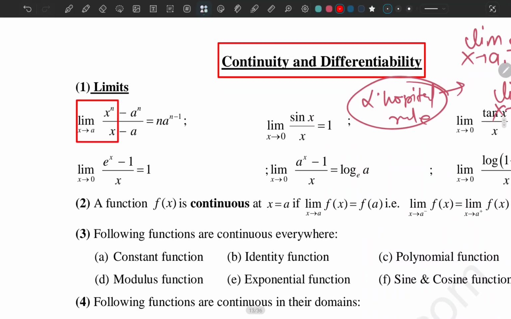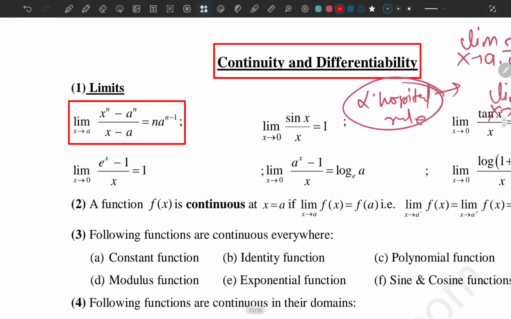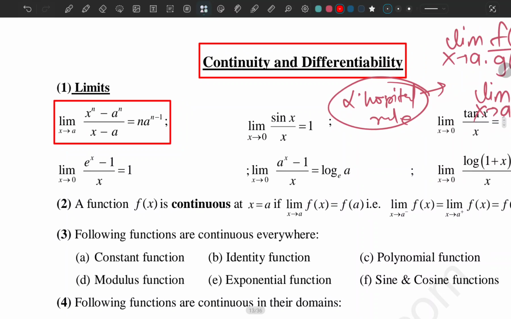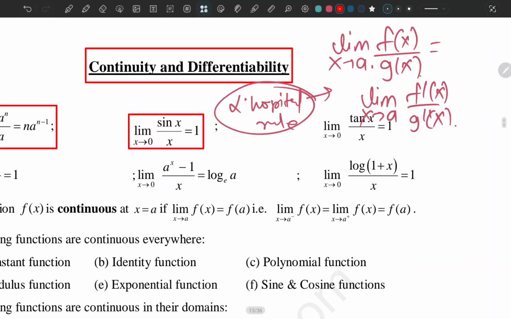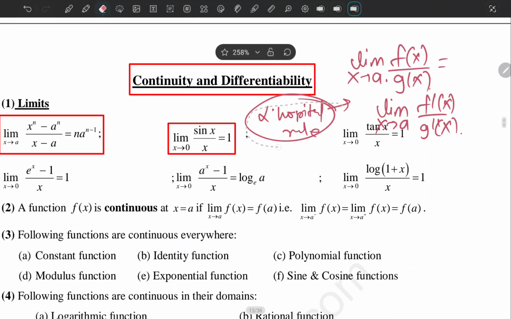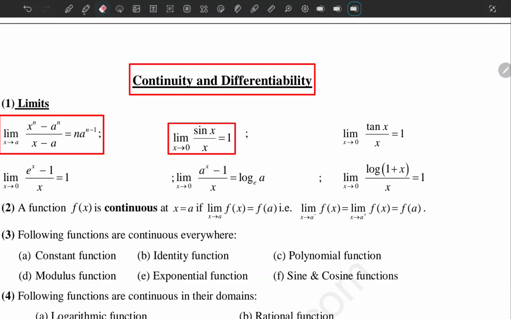So the first limit is the limit as x tends to a of x to the n minus a to the n over x minus a, which is n times a to the n minus 1, easily proven by using L'Hopital rule. Next, the limit as x tends to 0 of sine of x over x equals 1, again proven by L'Hopital rule. If you want, you can prove it right away.